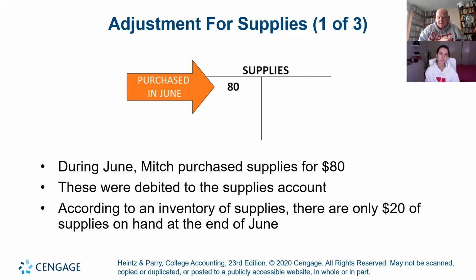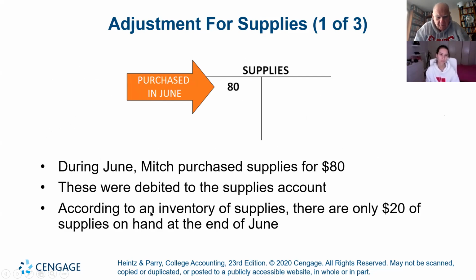So here we go. Let's start by looking at what we're talking about here. Adjustment for supplies. During June, Mitch purchased $80 of supplies, right? And we debited supplies. This is an asset account. I wish it said prepaid supplies, but in our class, supplies is an asset. Supplies expense is the expense. So Mitch has this asset here worth $80.